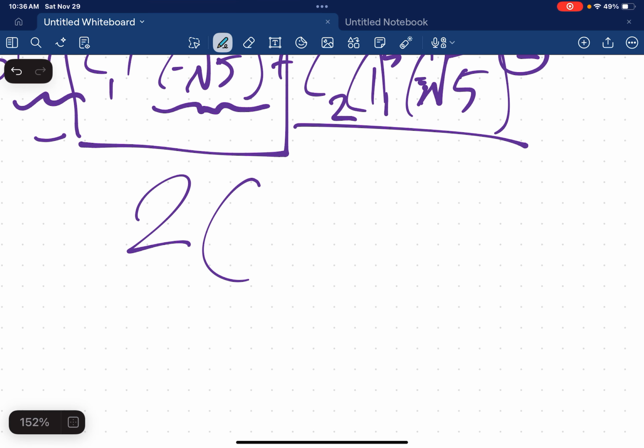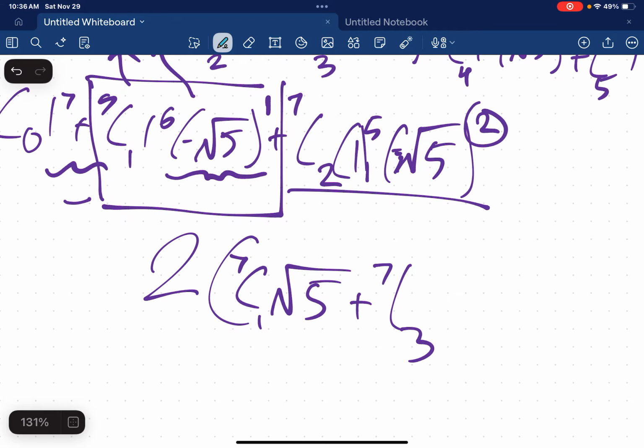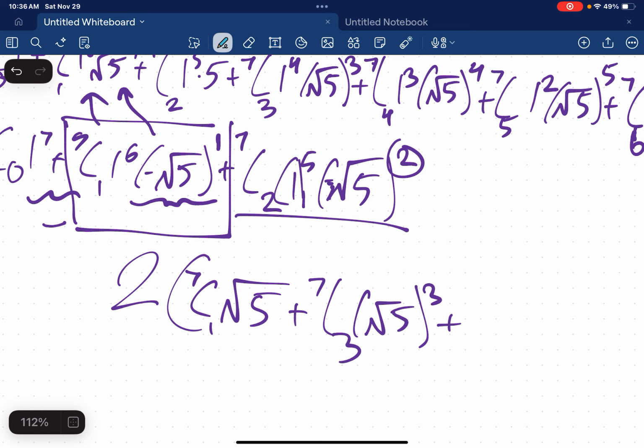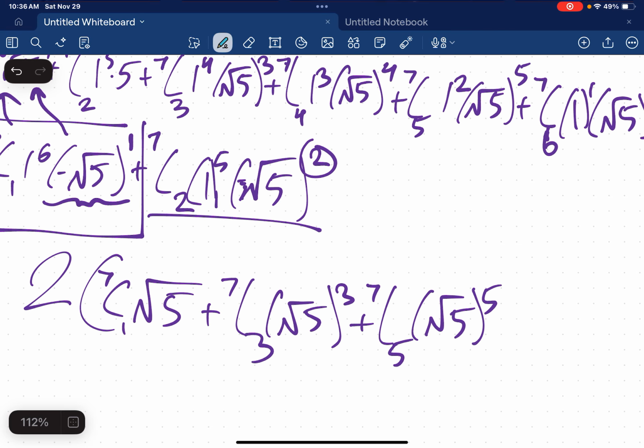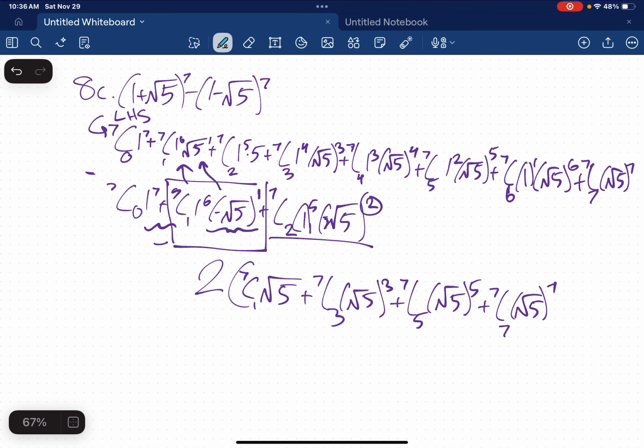We can write this as 2 times 7 choose 1 times the square root of 5 (I'm just going to stop including the ones here for a bit), plus 7 choose 3 times the cube root of 5, plus 7 choose 5 times the cube root of 5, plus 7 choose 7 times the square root of 5 to the 7th. There we go. There's our pattern. This is just equal to our original equation in binomial expanded form.